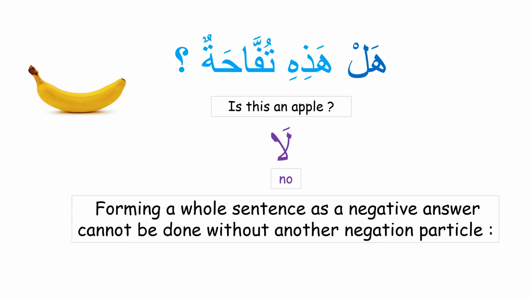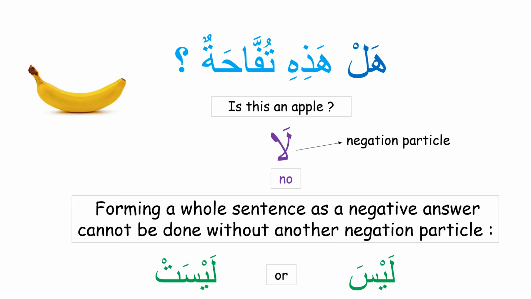Starting with the full version of the negative answer, well, forming a whole sentence as a negative answer cannot be done without a middleman or woman. You will see what I'm talking about. And these are nothing but two other negation particles, ليس and ليست. ليست is of course the feminine version of ليس. And when I say two other, I'm obviously referring to لا, which is also a negation particle. Now let's see the situation on the ground.